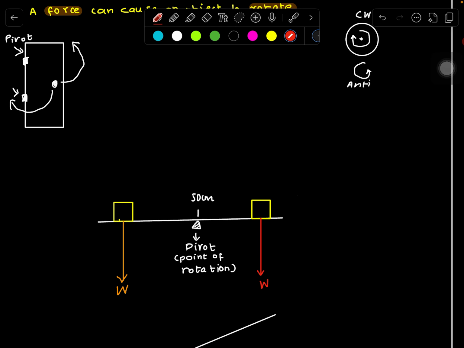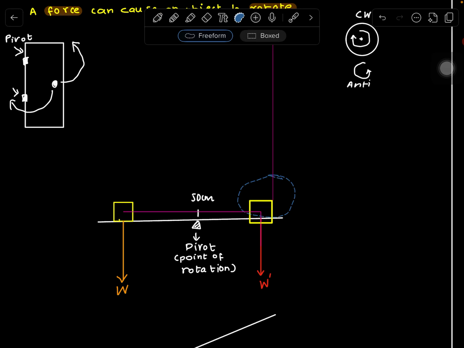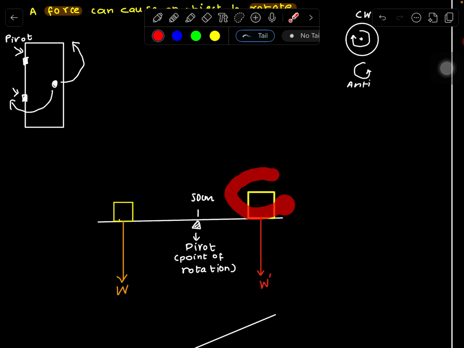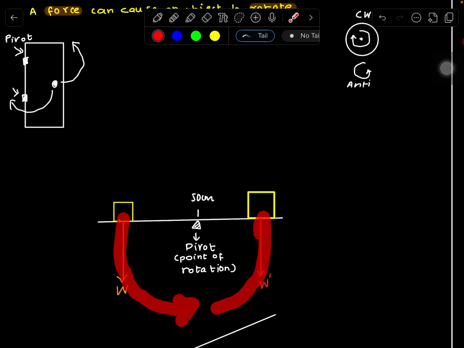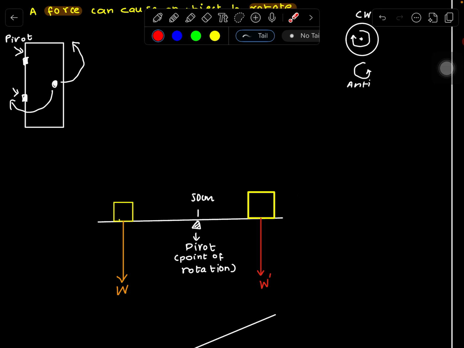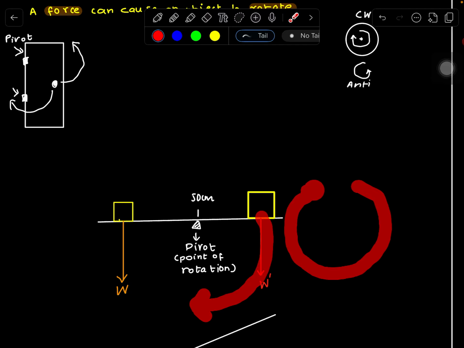So let's call it W prime, just to differentiate between the two forces. I'll make it a little bigger. There we go. Okay, so if you have another box on the right side, it also has weight, which is the force acting down, and you might think that they're both arrows acting down. How do I know which one's clockwise and which one's anti-clockwise? The answer is that you're going to bring this force towards the pivot to see the clockwise or anti-clockwise thing. Okay? So if you bring this arrow towards the pivot, this is anti-clockwise. And if you bring this one towards the pivot, you would see that this is clockwise.